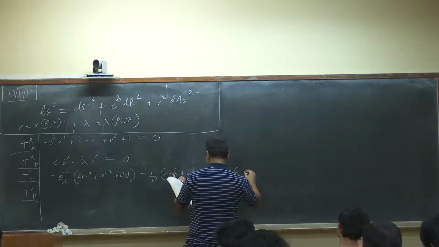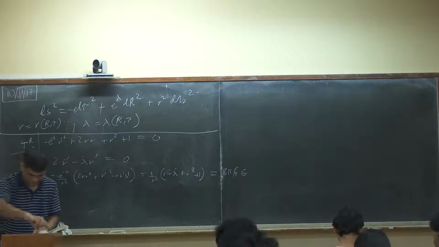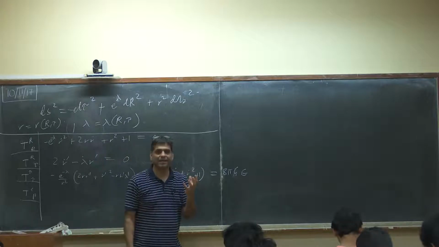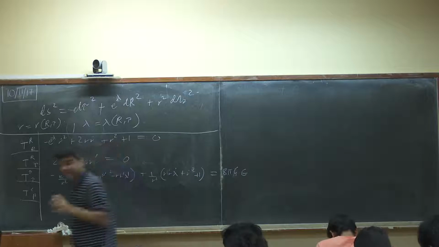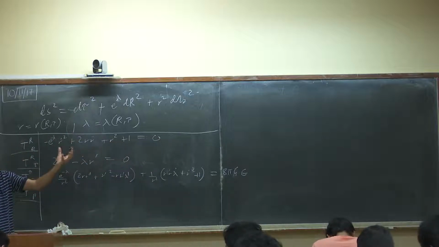K is Newton's constant. K is G. 8 by g epsilon, where epsilon is the proper energy density of the dust. We'd written down last time what our stress tensor was.